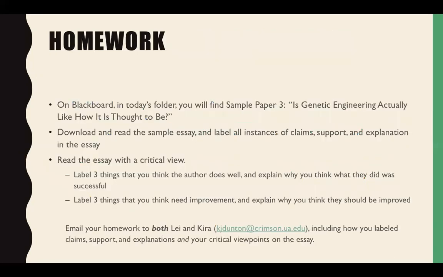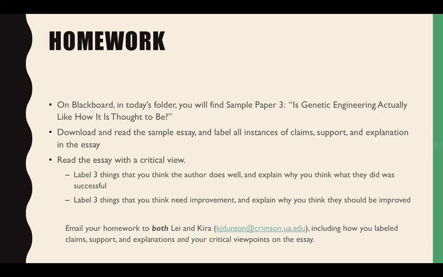Now to look at your homework for this week. On Blackboard, in today's folder, you will find sample paper 3, titled, "Is Genetic Engineering Actually Like How It Is Thought to Be?" You're going to download and read the sample essay, and we would like you to label all instances of claim, support, and explanation that you find in the essay, much like we did with the previous slides.